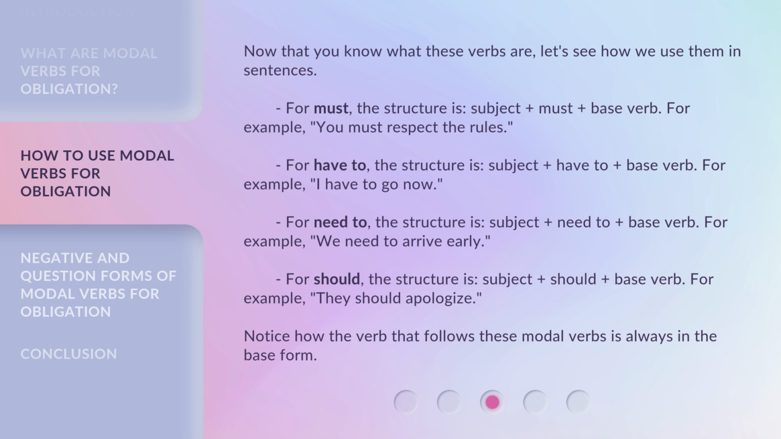For need to, the structure is subject plus need to plus base verb. For example, we need to arrive early. For should, the structure is subject plus should plus base verb. For example, they should apologize. Notice how the verb that follows these modal verbs is always in the base form.